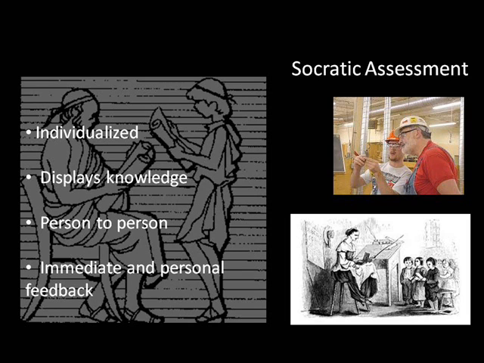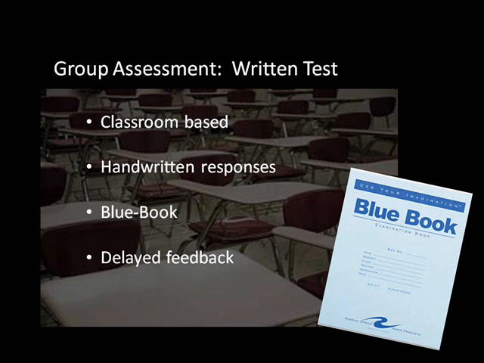Assessment of course-specific objectives has progressed over time. In the past, learning assessments were individualized, as the student endured Socratic questioning by the professor, or the apprentice learner demonstrated their knowledge to their mentor. Next was the written test, group testing in the classroom with students writing in a blue book to be read and evaluated by the professor.